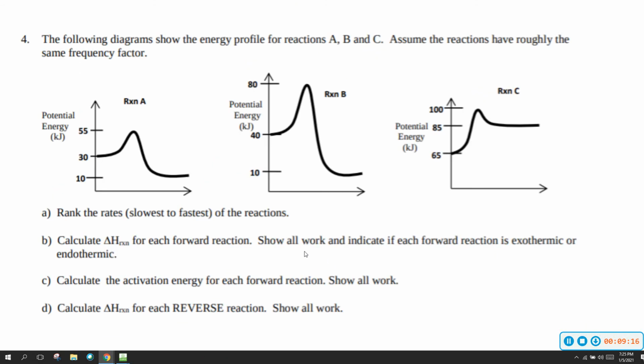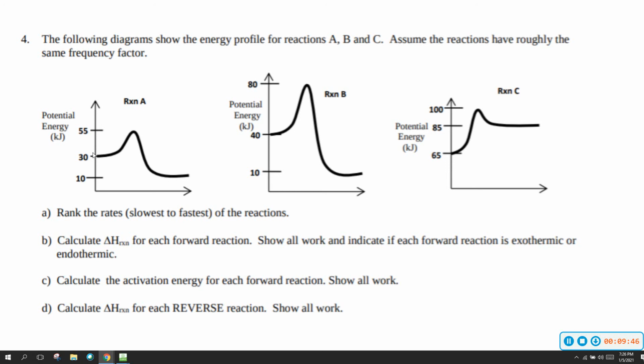All right, we're going to finish with this one, and I'll flip in and out of this, and then I have some answers to write down for it. But this is an old question from an AP exam, and it asks you to do a bunch of different things with activation energy diagrams. So we're going to start actually with letter C right here, and then we'll work backwards and kind of skip around. First of all, it says calculate the activation energy for each forward reaction, show your work.